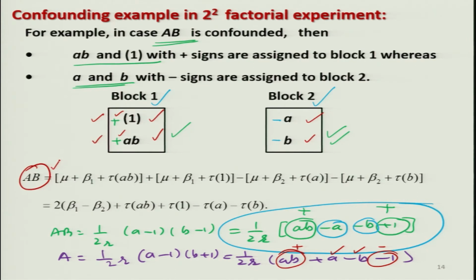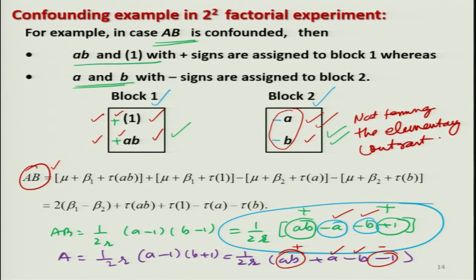And the same thing is happening here with respect to block number 2, where you are trying to assign two treatment combinations A and B, which appear in the factor AB with the same signs, minus minus. So, they are not forming the elementary contrast within the block. That is why, when you assign these 4 treatment combinations according to the signs of AB, they get confounded.